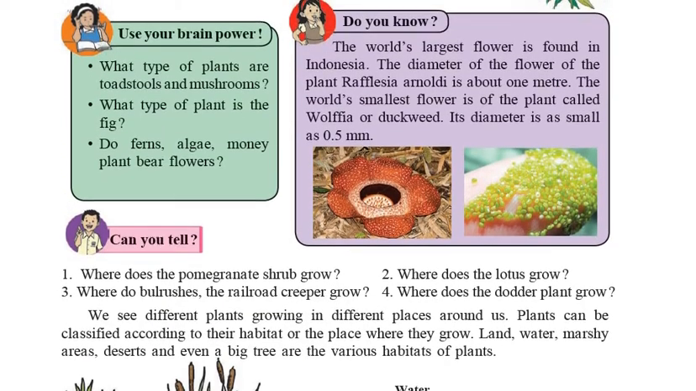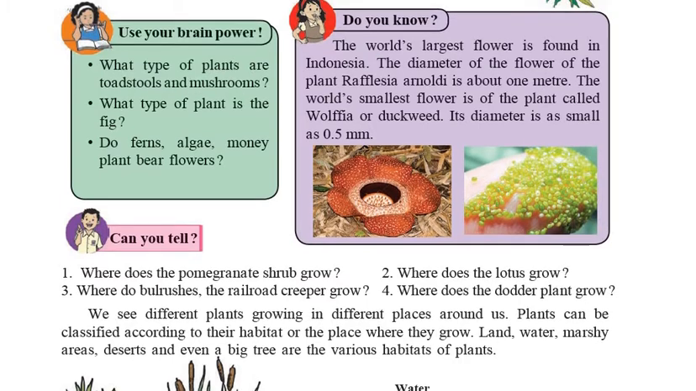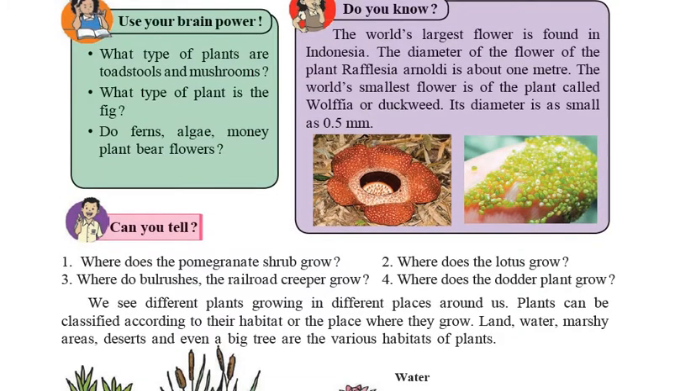Do you know the world's largest flower is found in Indonesia? The diameter of the flower of the plant Rafflesia arnoldi is about 1 meter. The world's smallest flower is of the plant called Wolffia or duckweed. Its diameter is as small as 0.5 mm.